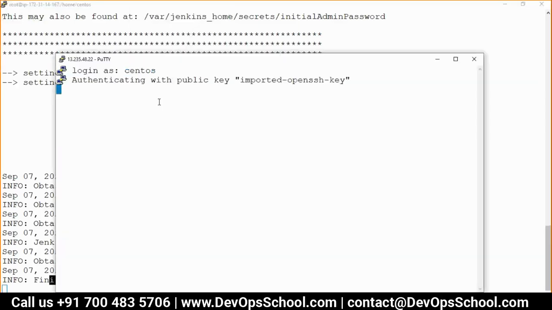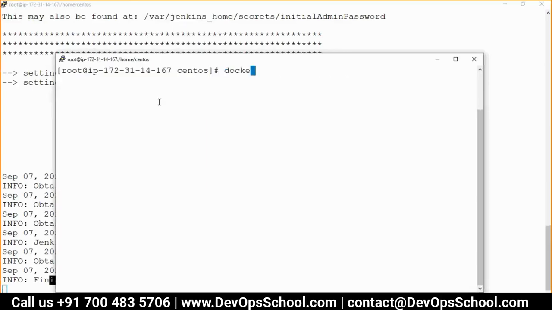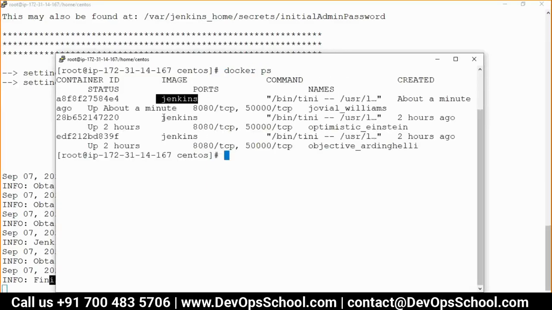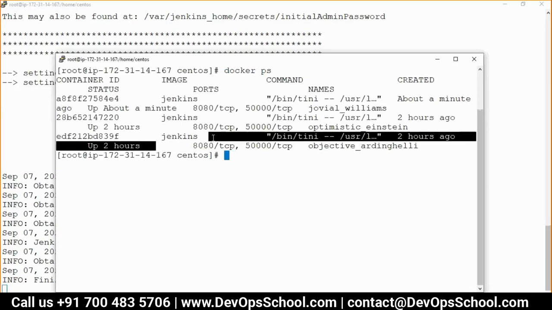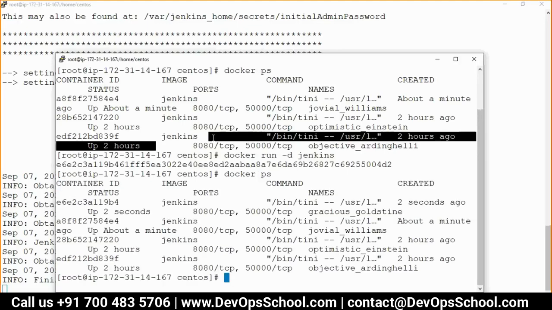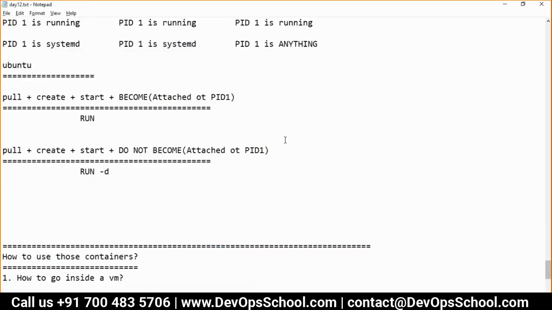Duplicate session, CentOS, sudo -s, docker ps. Now see how many containers: 1, 2, 3. Now I'm running the fourth container, but this time I don't want to become the Jenkins container. So simple, -d, and docker ps. See, you got one more container. Did you understand this? Yes, Rajesh. Okay. So now what do we call this? This we call attached, and this is called detached.